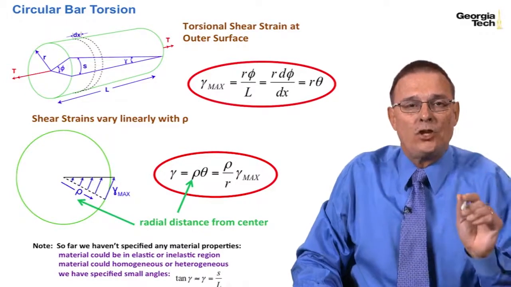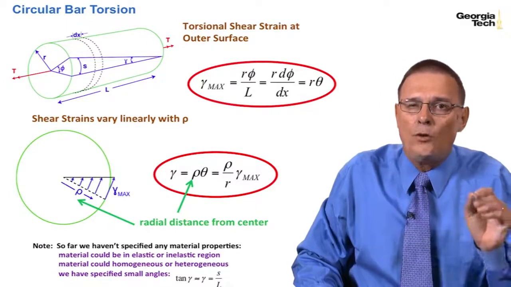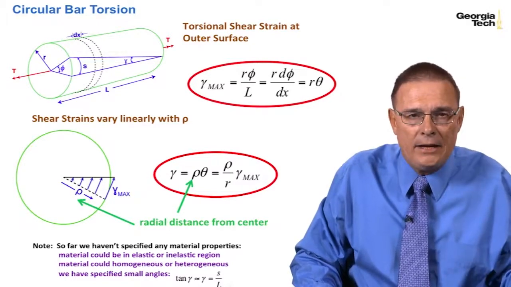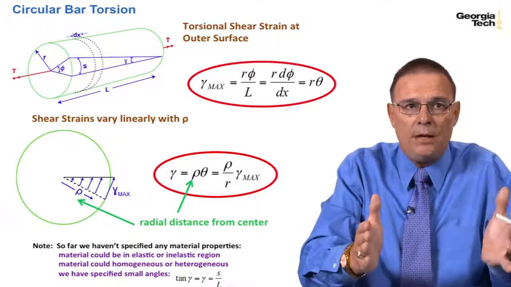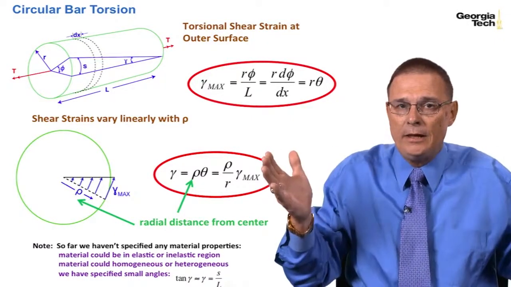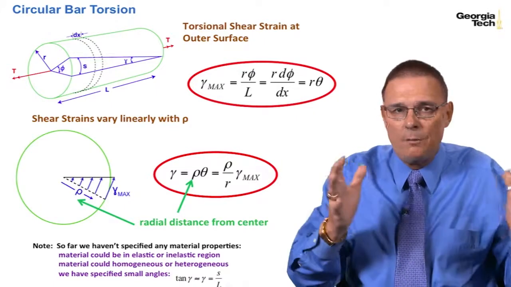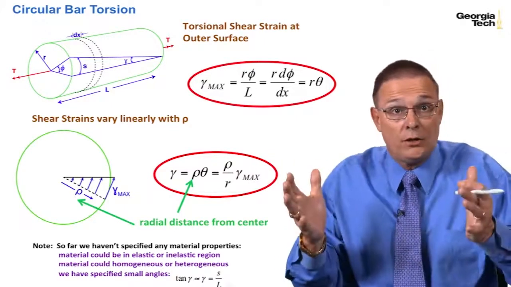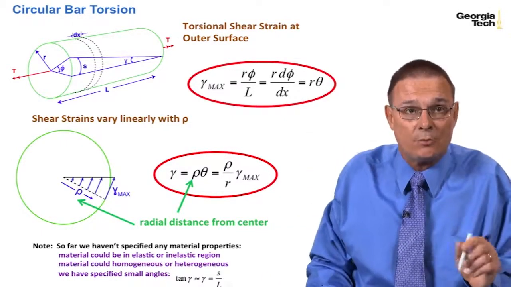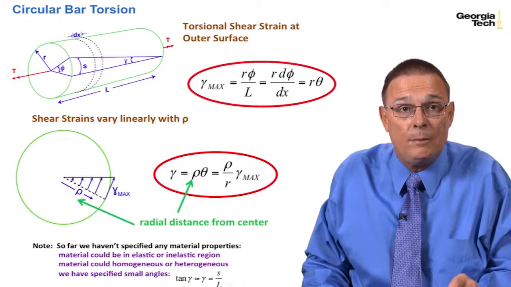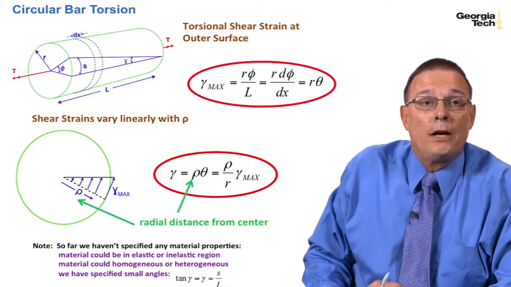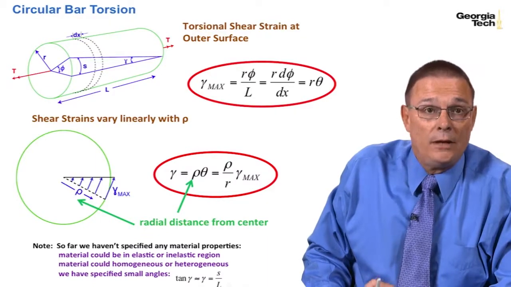And these relationships now are very important, and you'll notice that up until this point, as I discuss strain, I haven't mentioned anything about material properties. So this development could be for material that was operating in the elastic or inelastic range. It could be material that is homogeneous or heterogeneous. The only thing we have specified is that it has to be at small angles or small deformations, because we made the assumption that tangent gamma was equal to gamma. And so we'll pick up with this point here next time.